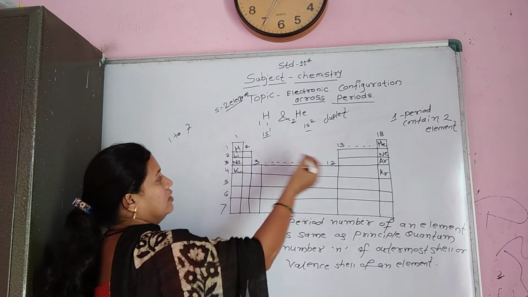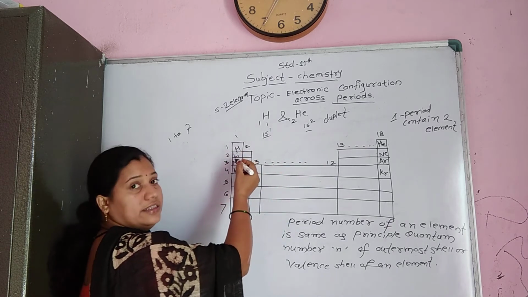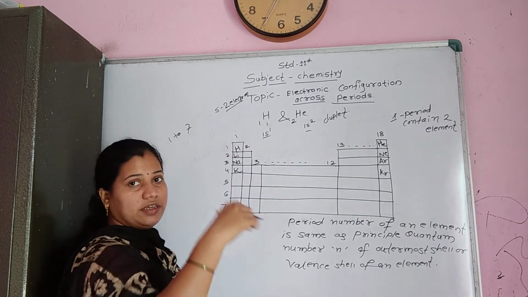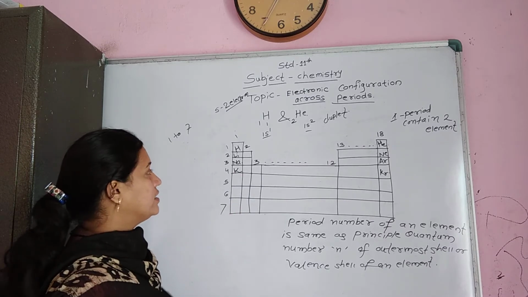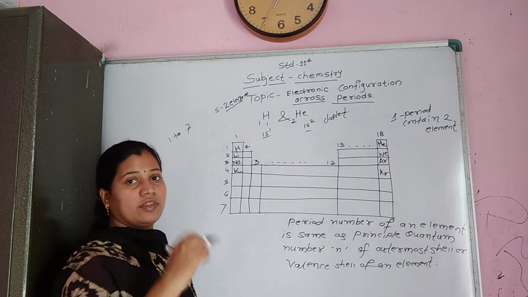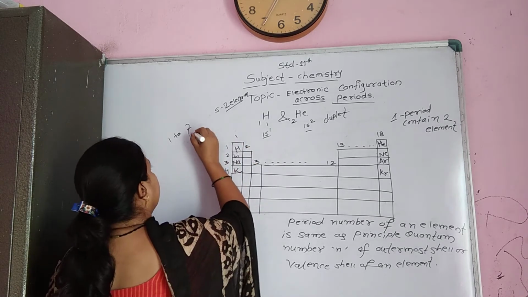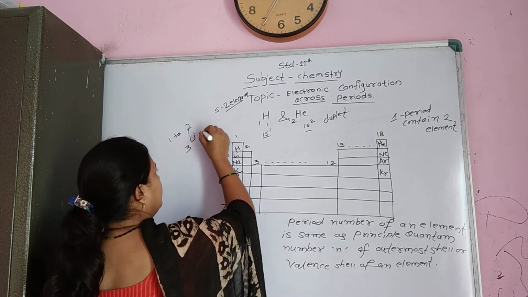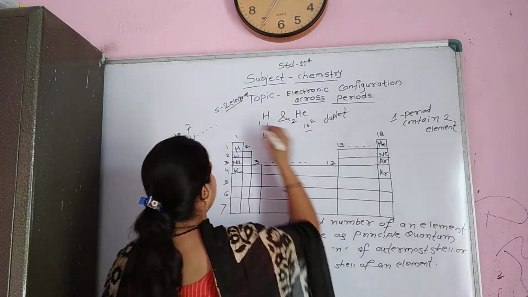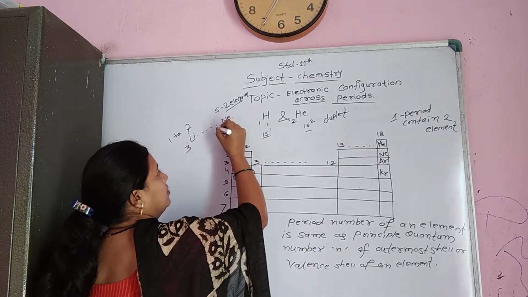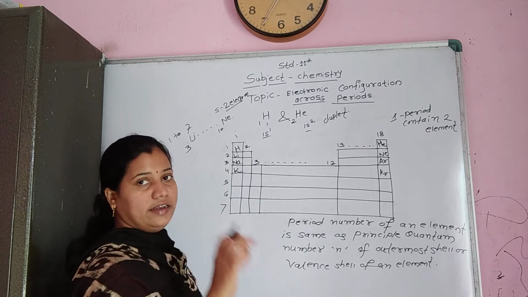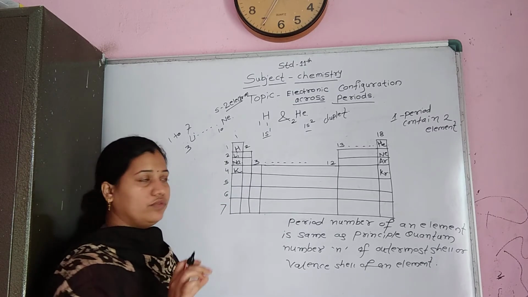Now the next period begins at lithium. When the next period begins, the next electron gets added in a new shell having higher energy than the previous period. Lithium has atomic number 3 and the period ends at neon. As we know, each and every period ends at the element having a complete electronic configuration.